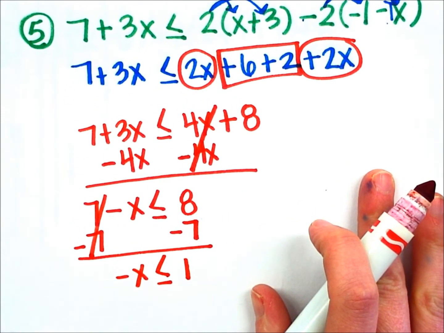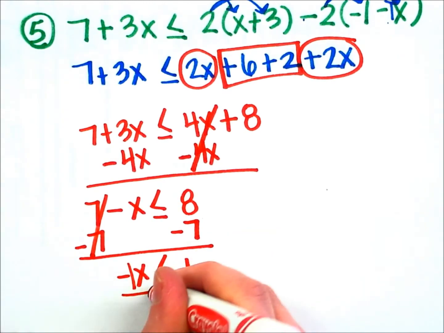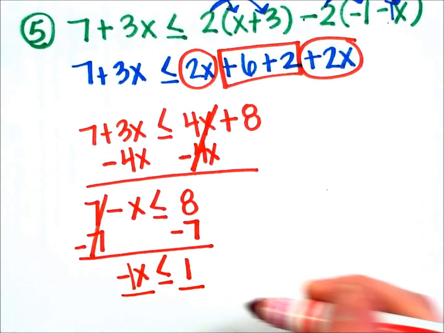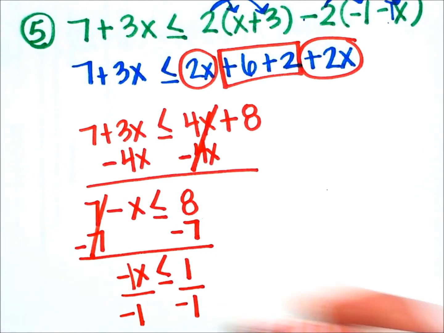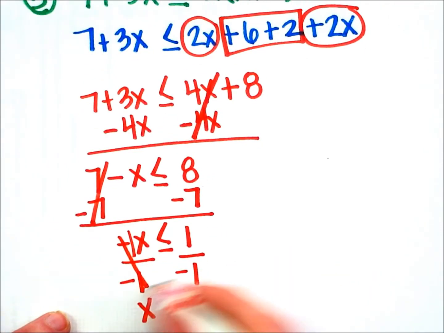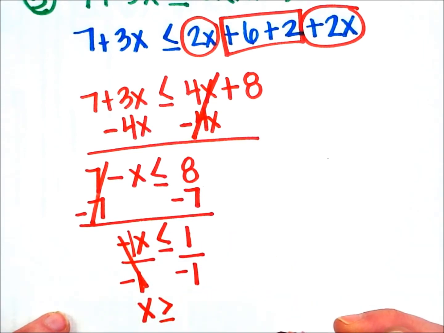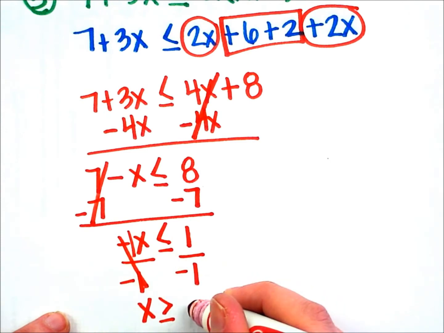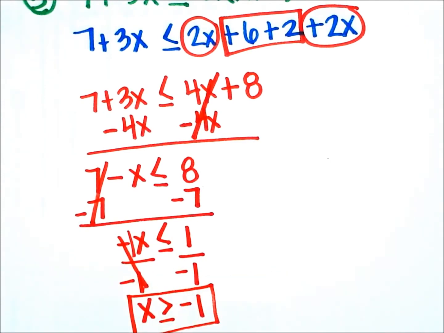Now, we're almost finished, but the coefficient of x here is negative 1. So I need to change that so that x has a positive 1 as its coefficient. So I need to divide both sides by negative 1. Negative 1x divided by negative 1 gives me 1x, which we know as x. And I'm dividing both sides by a negative, so the inequality symbol becomes greater than or equal to. 1 divided by negative 1 is negative 1. So my answer is x is greater than or equal to negative 1.